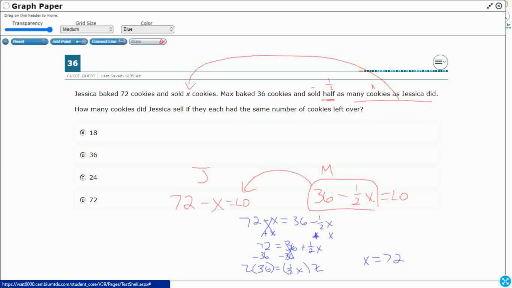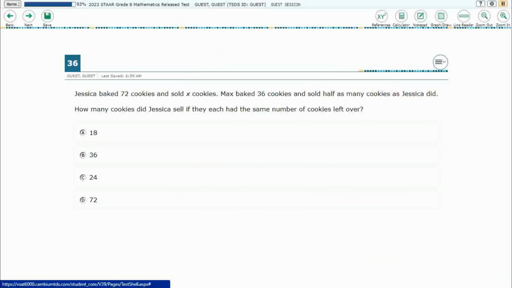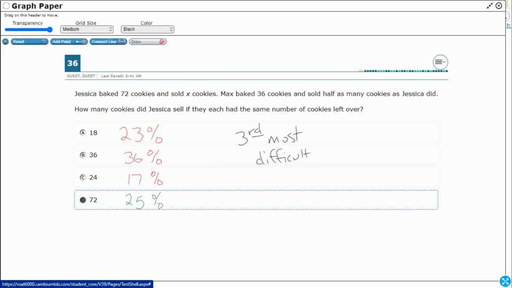Would have been a lot easier if they just told us Jessica baked 72 and sold all of them, because that's basically what happened, and Max baked 36 and sold all of them. But they made us work it out. Our answer is 72. Let's see how we did across the state of Texas. This was the third most difficult problem on the entire test. As you can see, we only had 1 out of 4 students get this correct.